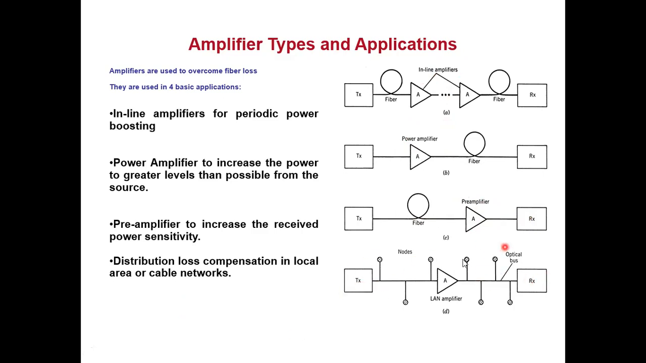Then here I have the distribution network. I have the transmitter and the receiver, and these are the various nodes, the points of distribution. So I have a LAN amplifier because this is a network. This was directly in line, point to point. Here I have a network. So I have a LAN amplifier because when I'm distributing the signal here, in an optical bus topology there will be loss. Loss in the cable, loss at the junction tap-off points. So I require a LAN amplifier.